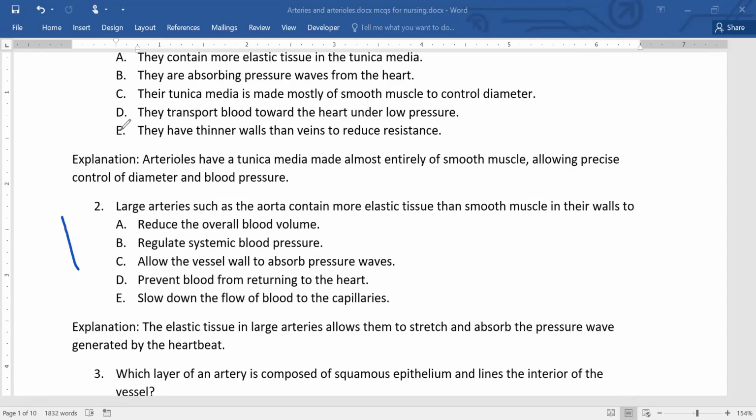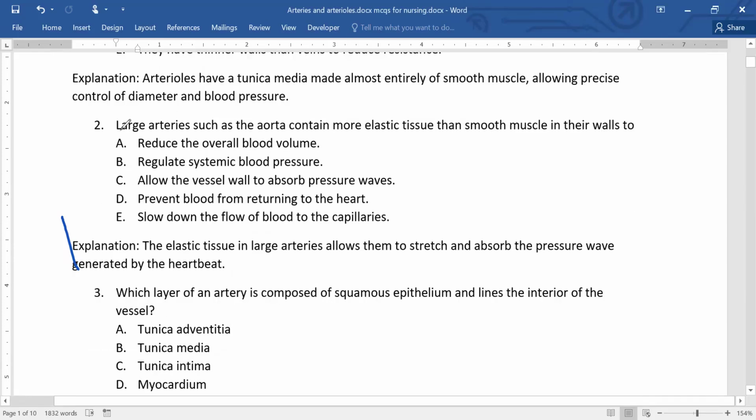Second MCQ: large arteries such as the aorta contain more elastic tissue than smooth muscles in their walls to reduce the overall blood volume, regulate systemic blood pressure, allow the vessel wall to absorb pressure waves, prevent blood from returning to the heart, slow down the flow of blood to the capillaries. So, large arteries, an example of a large artery is the aorta.